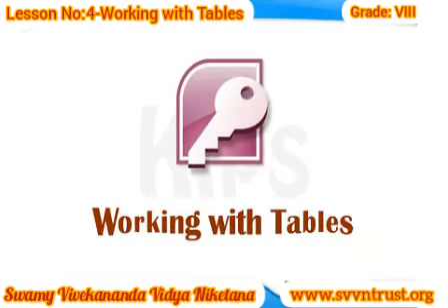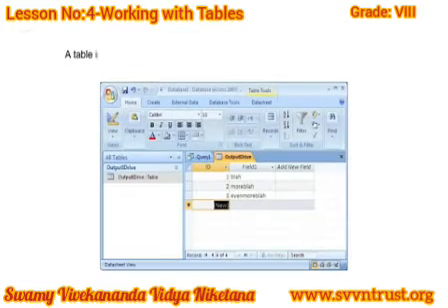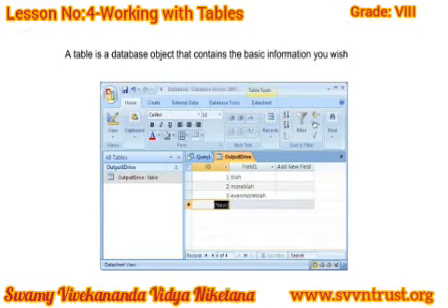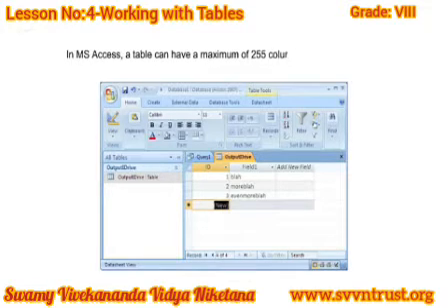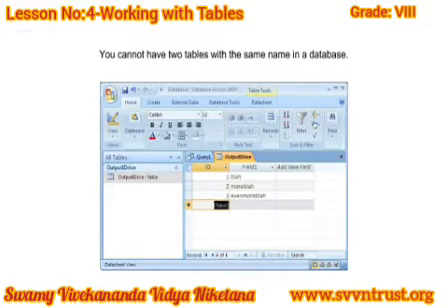Hello students, today we will learn about working with tables. A table is a database object that contains the basic information you wish to store. It consists of rows and columns. It is used to store information in an organized way. In MS Access, a table can have a maximum of 255 columns with unlimited rows. You cannot have two tables with the same name in a database.